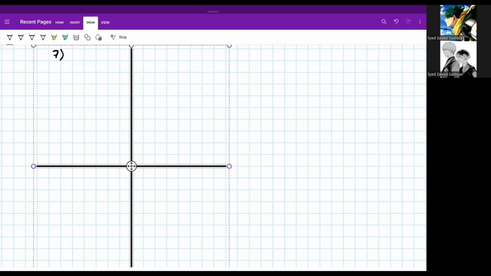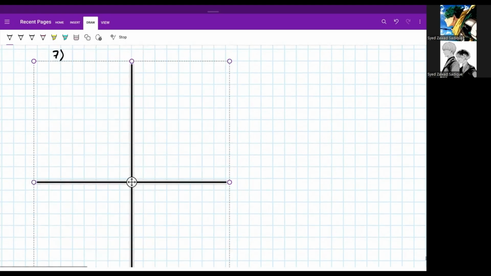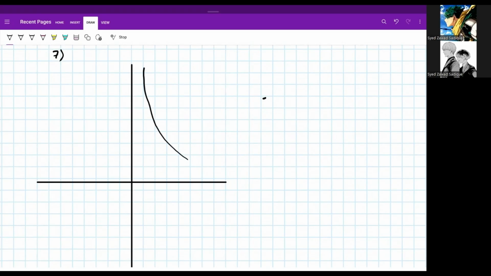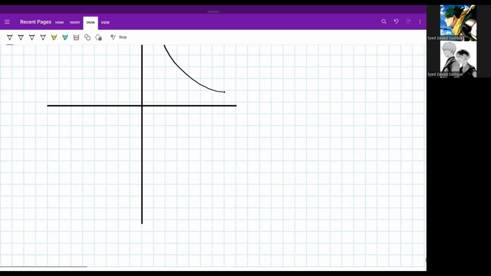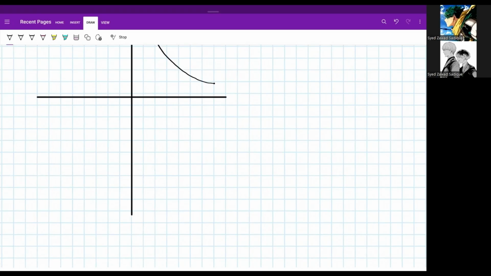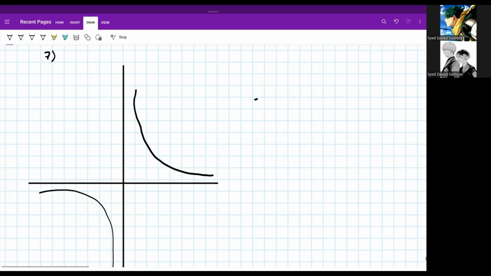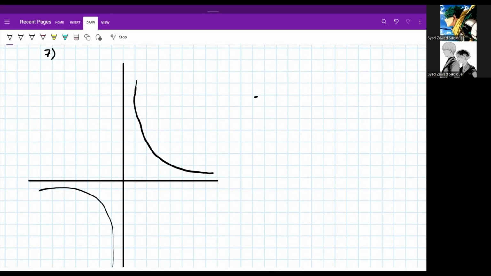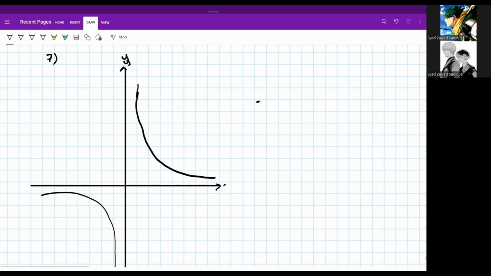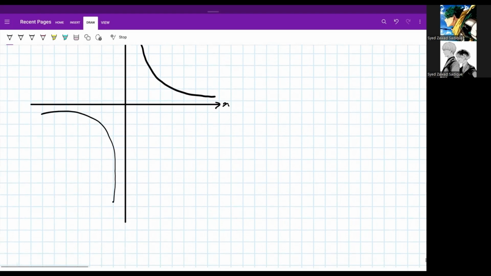Okay. Sometimes I don't understand how this tablet works. Okay, this is 1 and this is 2. This is actually a bad sketch. This is a better sketch. Okay. Y, X. This is the Y is equals to 1 by X graph.